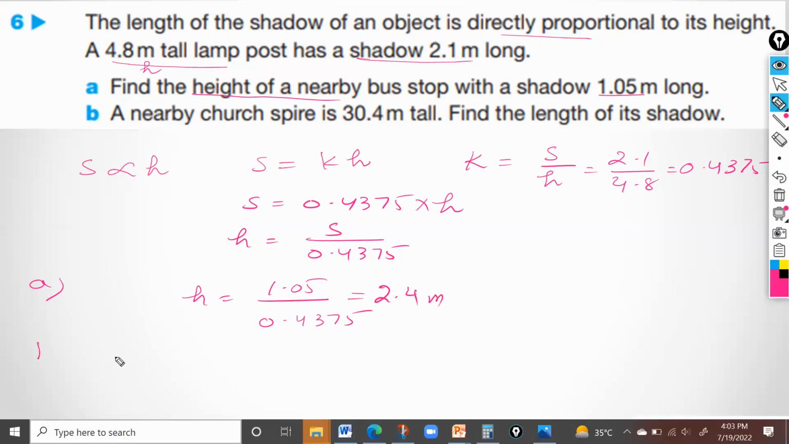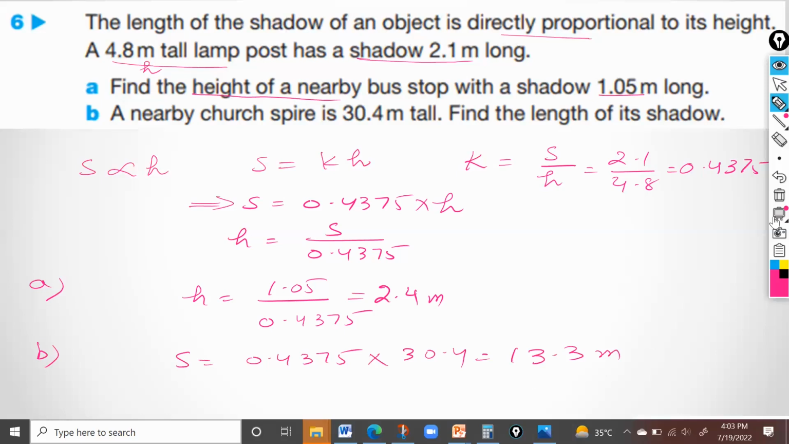Now if I check for B, a nearby church spire is 30.4 meters tall. Find the length of its shadow. Now for that part, I can check with this formula. Now I put S equals 0.4375 times 30.4. So now again I check on what you get the answer. I get the answer 13.3 meters. Hope all of you get the same answer.